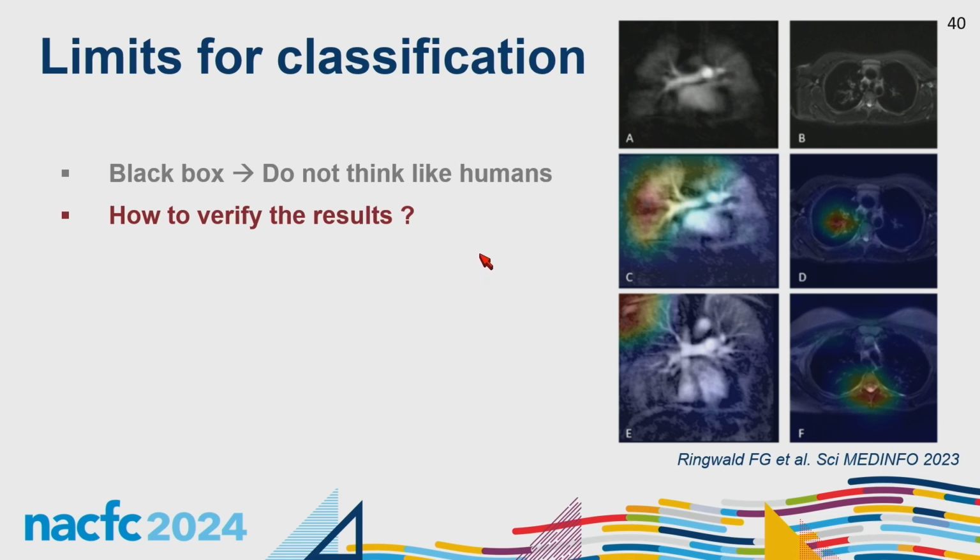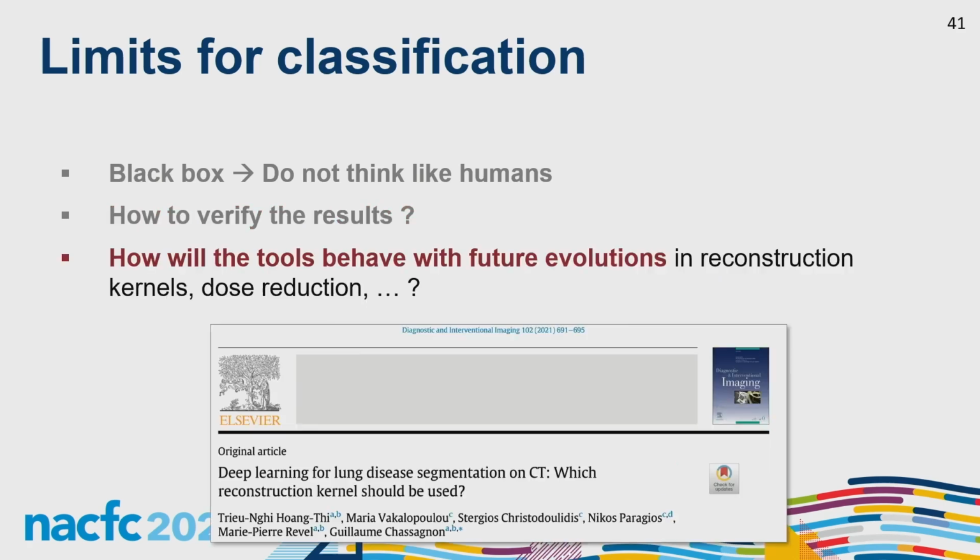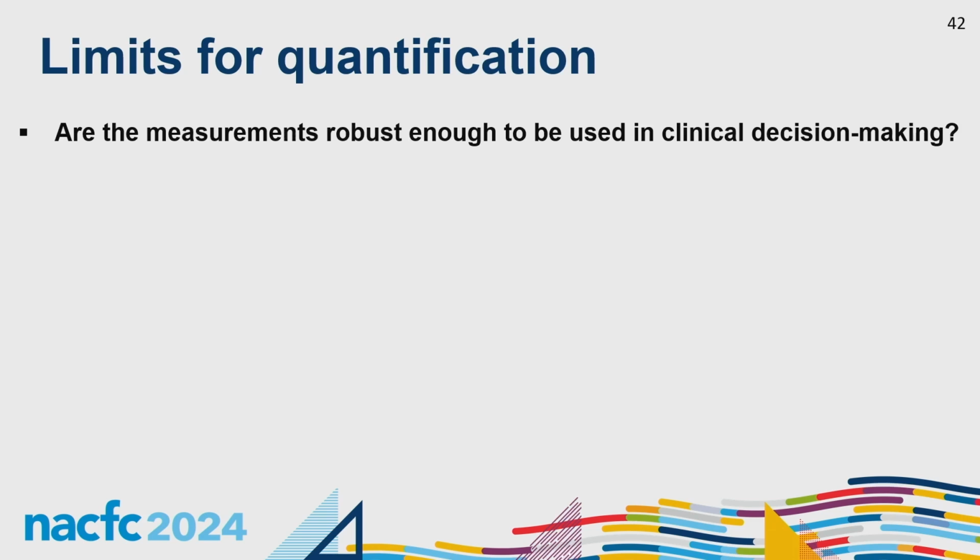Another limitation is that we need to be able to verify the results, and in most cases it's not possible. And also, we don't know how this tool will behave with future evolution. We know that now we have photon counting, and we don't know how these tools will behave with photon counting.